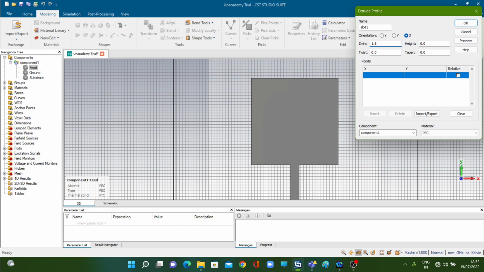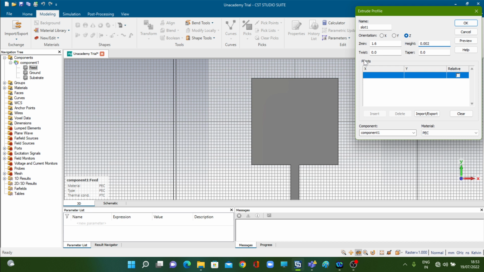Now there is a difference here in the coming step. While designing the patch, we defined Z max, which we put to be 1.602. Here we are not having any Z max. Instead we are having this height. Height means the height or thickness of the material which we are cutting out. What are we cutting out? We are cutting out metal only. The metal has a fixed thickness of 0.002. So in height, we need to define that. In height, we will write 0.002.